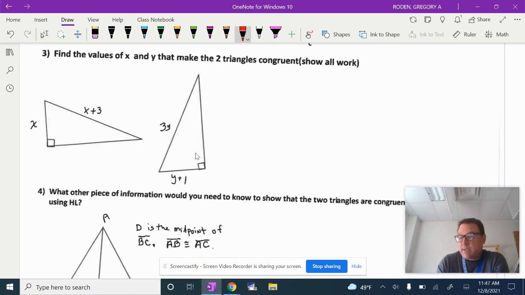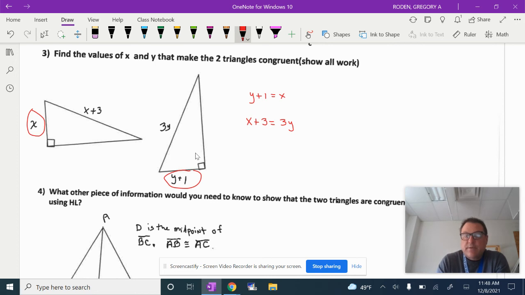All right, so the next one is 3x, excuse me. So this one is going to be a systems of equations. Because we have x's and y's, we want to write two different equations. The first equation we can write is y plus 1 equals x. If they are congruent to each other, the corresponding parts will be congruent also. And then we have x plus 3 equals 3y. So those are our two equations.